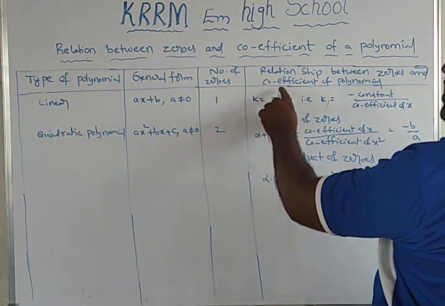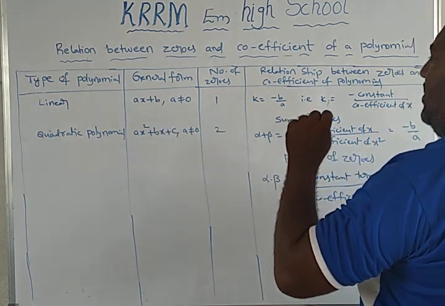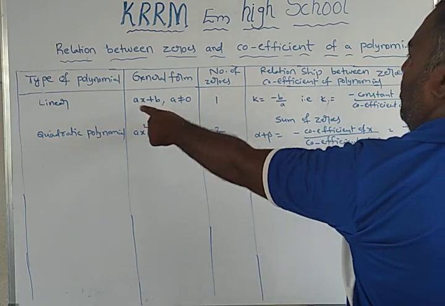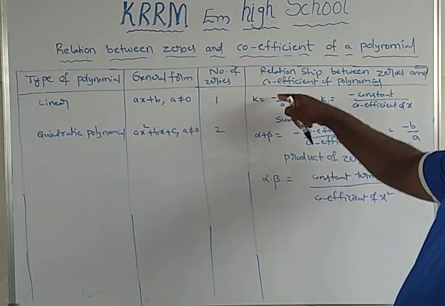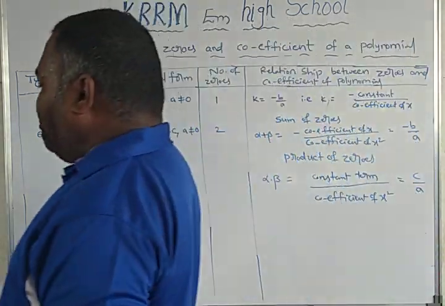So k is equal to minus b by a is a zero of the polynomial ax plus b, where b is called the constant term and a is called the coefficient of x. So k is equal to minus b by a, that is the zero of the polynomial ax plus b.